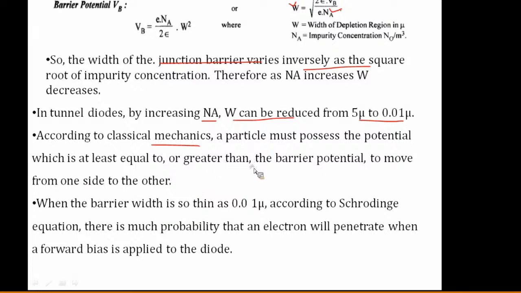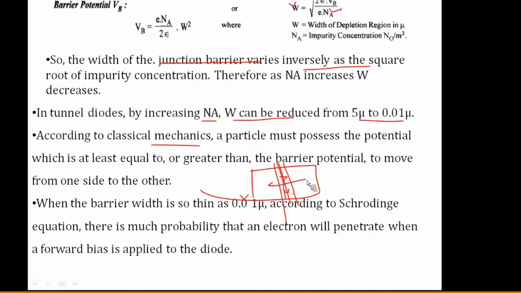What is the meaning of this? If you take a simple PN junction diode, there is some barrier potential in the junction, 0.7 volts. If you apply more than the barrier potential, then only the diffusion of charge carriers and the current conduction will take place. This is for the general case. But if the width of the depletion region is very, very thin, approximately 0.01 micro, then according to the Schrodinger equation there is a probability of an electron penetrating from one region to another region.